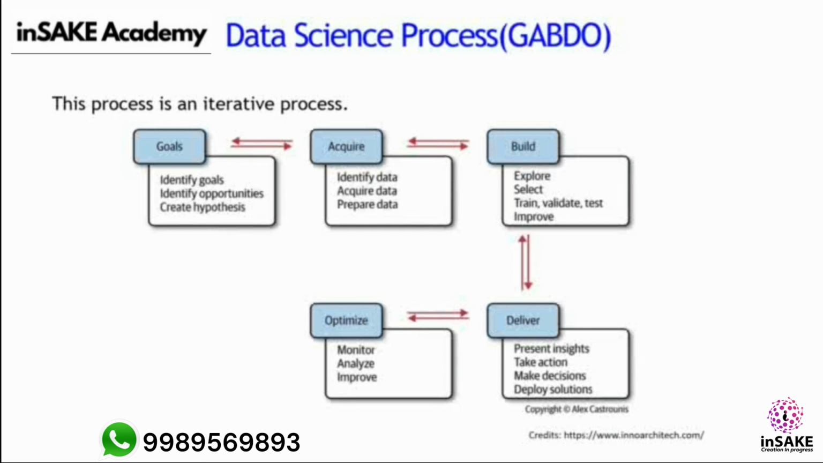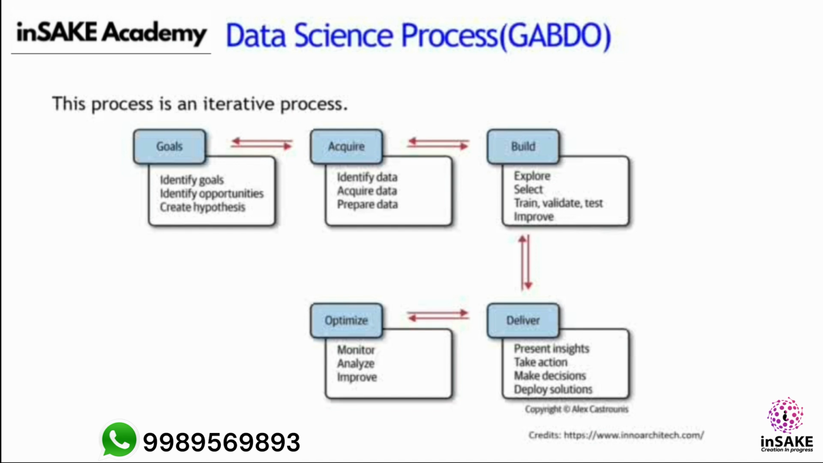Once you have identified your goals, you have to create the hypothesis. We do have two hypotheses. If you have come across any statistics in your previous experience, you might have heard of null hypothesis and alternate hypothesis. Based on those hypotheses, if it is good to go, just go with the second step, which is acquiring. Acquiring is nothing but starting to collect the data. Now that in the first phase you have identified the problem, collect the data related to that particular problem. So identify the data, acquire the data, and then prepare the data.